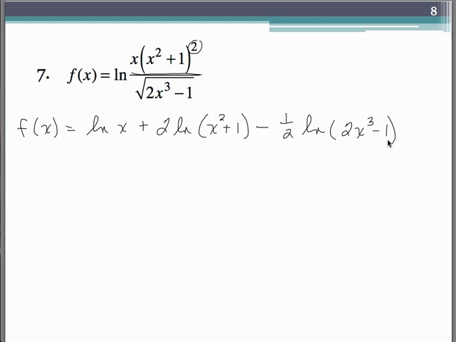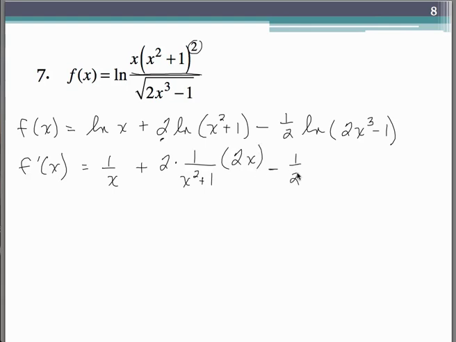So perhaps if you are a little rusty on the laws of logarithms from Algebra 2, you might want to go back and review those because you definitely need them for this. So now you just go term by term and find the derivatives that way. For the first term, derivative of natural log of x, of course, is just 1 over x. All right, the second term, we'll keep the 2, this one here. Multiply that by 1 over the x squared plus 1. But then, of course, we need to multiply by the derivative of x squared plus 1, so that will be 2x.